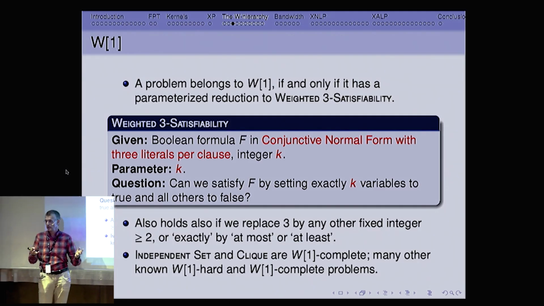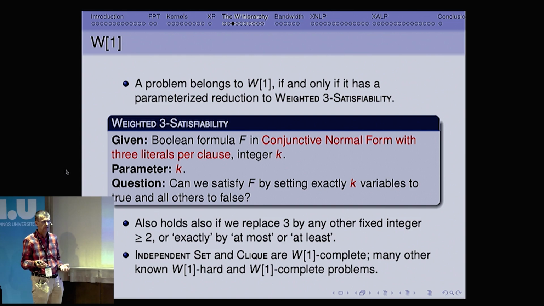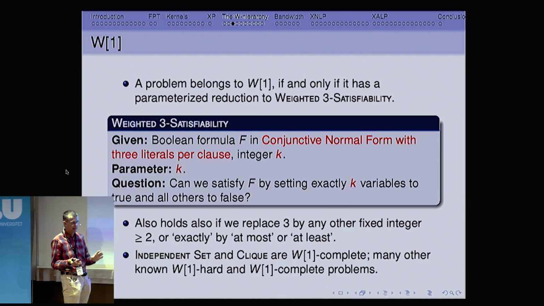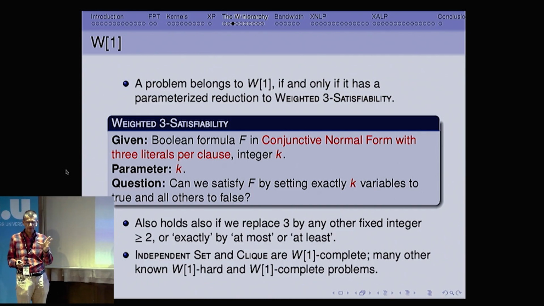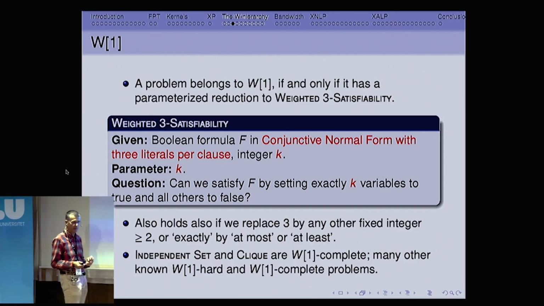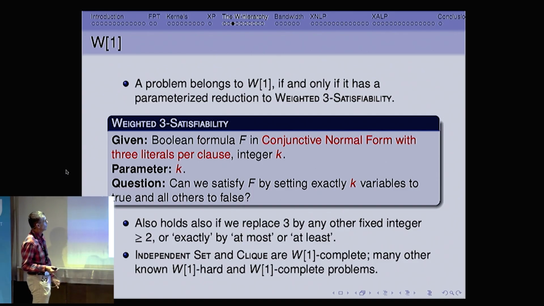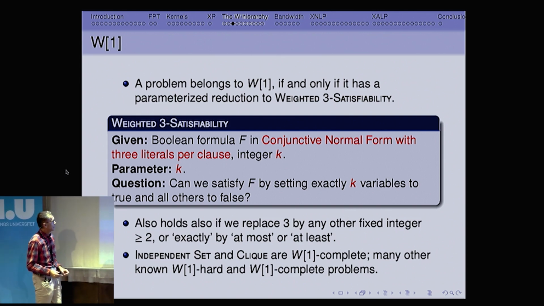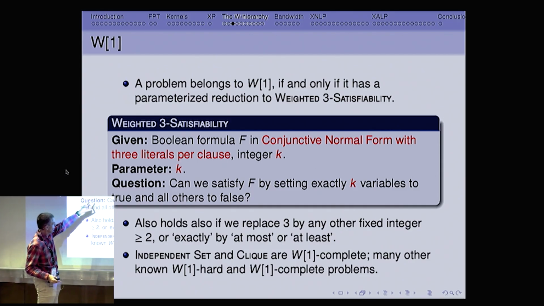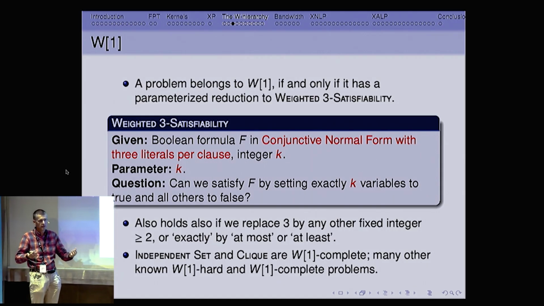And the first one, which you have seen already, I think, almost a dozen times this conference, is the class W1. The classic definition uses circuits and notions like depth and width, but the easiest way to define W1 is saying that these are the problems with a parameterized reduction to a question called weighted 3-satisfiability. Now the weighted is not what you usually expect for weighted, but this is the way it's defined. So you are given a Boolean formula in conjunctive normal form with 3 literals per clause. So that's basically an input like you see in the 3-SAT problem. And I have an integer k, and now the question is, can I make this formula true by setting precisely k of the variables to true and all the others to false?